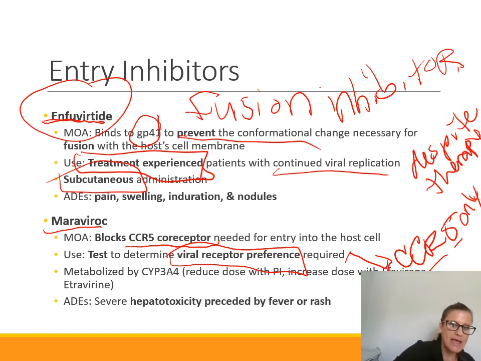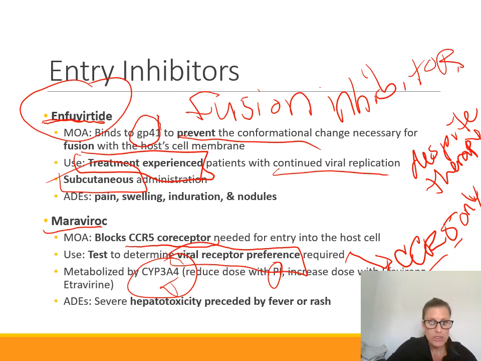Maraviroc is metabolized by CYP3A4, so you need to reduce the dose when it's used with a protease inhibitor. Because remember, the protease inhibitor inhibits the CYP3A4, and you need to increase the dose if you're using it with efavirenz or etravirine, because both of those will enhance the CYP3A4 or induce the CYP3A4.